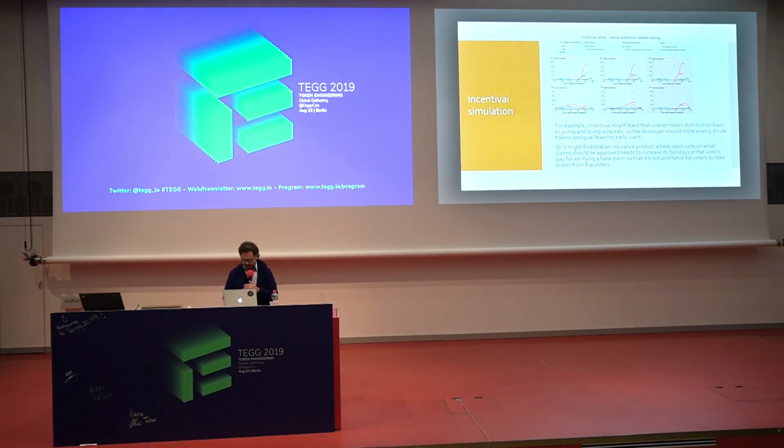The second takeaway here is that an insurance product where users vote on what claims should be approved needs to increase its bond price so that voters pay for verifying a false claim. That's another lesson that comes out of their modeling, considering the case of bribes that come from fraudsters, right? And so this is actually pretty nice.